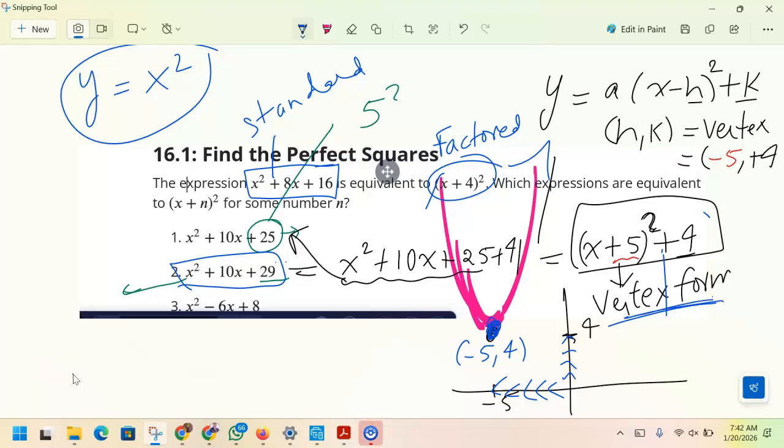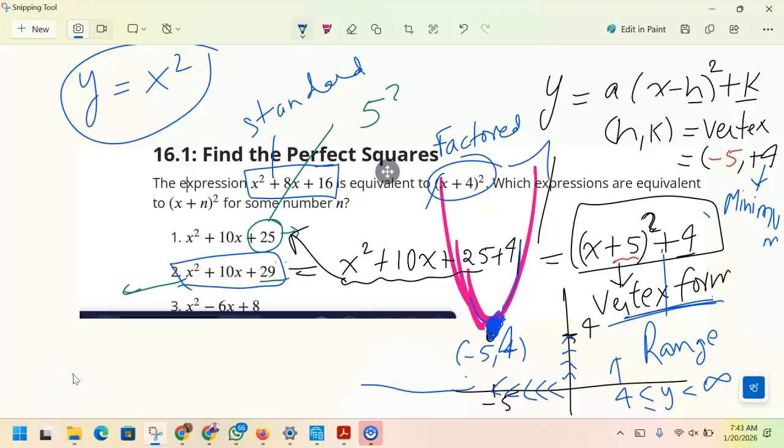With vertex form you also learn the domain and the range. Especially the range: the graph is everything above this 4. The 4 is the lowest it can go to. So it is 4 less than or equal to y less than infinity. It means 4 is the minimum. So the k, this k, is the minimum here.